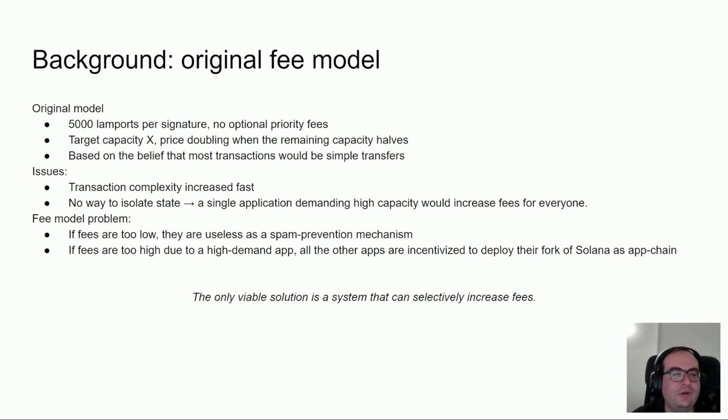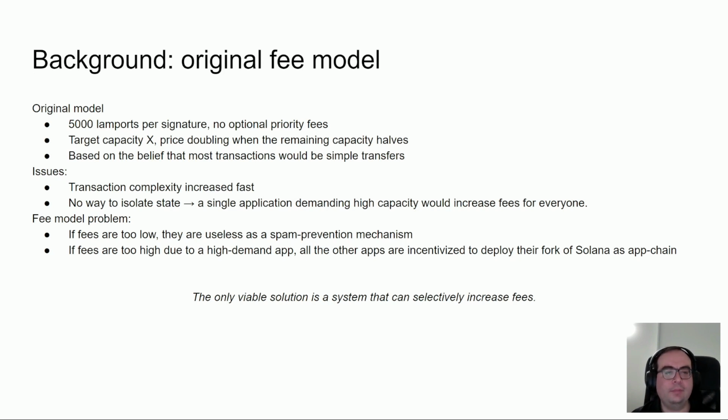And actually, there was something else on top of that, depending on the network congestion, because there was also a target capacity at a certain level. And if the capacity after that amount was going to be reduced by 50%, then the price would double. So there was that kind of mechanism.